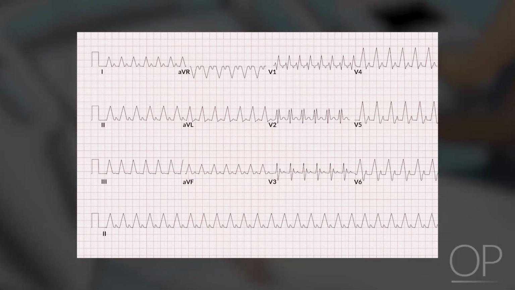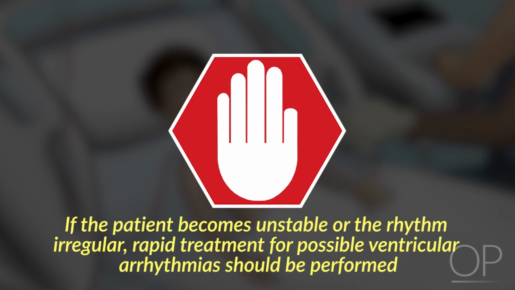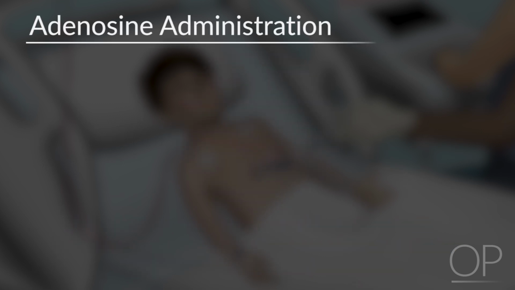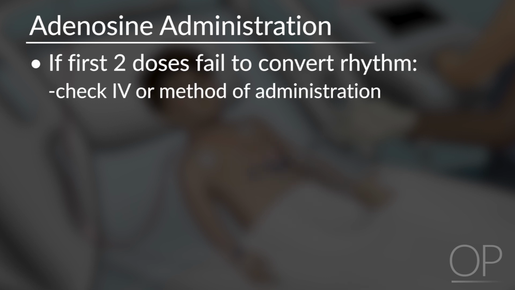After the IV adenosine, there was a change in the rhythm from narrow to wide. This is not uncommon and most likely represents aberrant conduction. However, if the patient becomes unstable or the rhythm irregular, rapid treatment for possible ventricular arrhythmias should be performed. If the first 2 doses of adenosine fail to convert the rhythm, check the IV or method of administration.